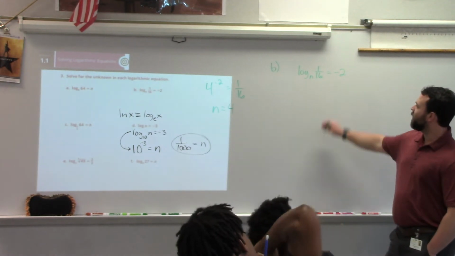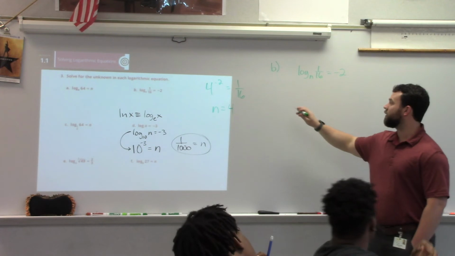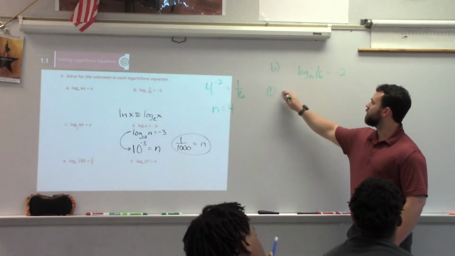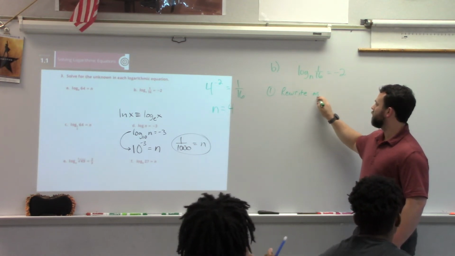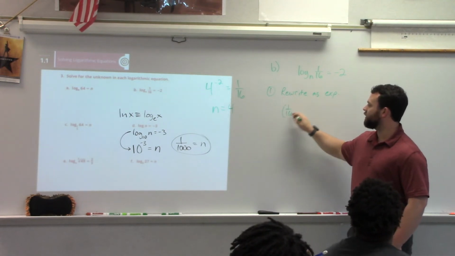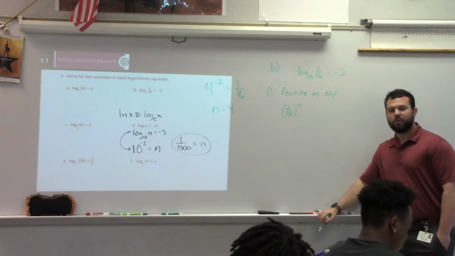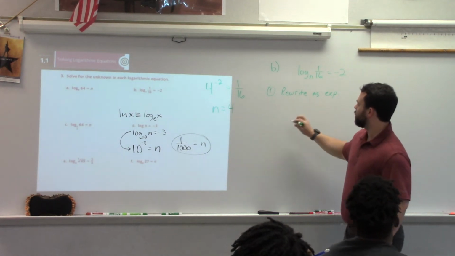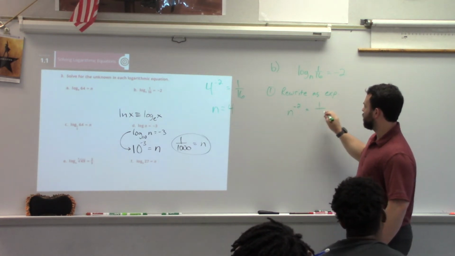Monday. So, first off, how could I rewrite this equation? There's 2 ways that we could do this. One, I could just rewrite it as an exponential. One divided by 16 raised to the n? Do y'all agree? That's not right. Remember, the base of the logarithm, n, raised to 2, equals 1 divided by 16.